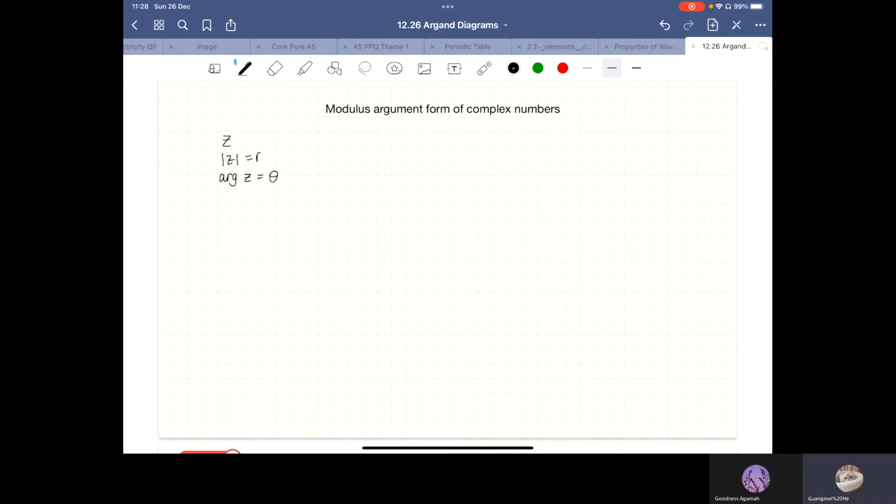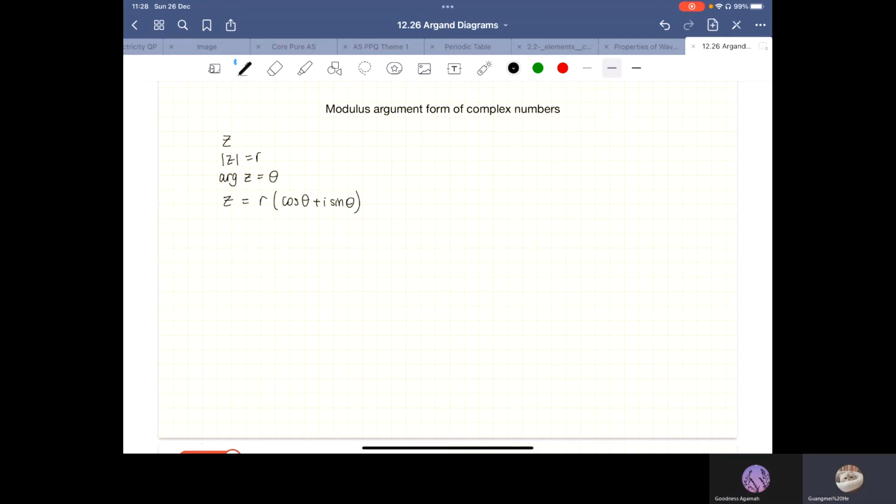So the modulus argument form of Z is Z equals r brackets cos theta plus i sine theta. So these two thetas that you can see over here and over here are the same. They are the argument of Z. And the r in front is the modulus of Z. That always applies.